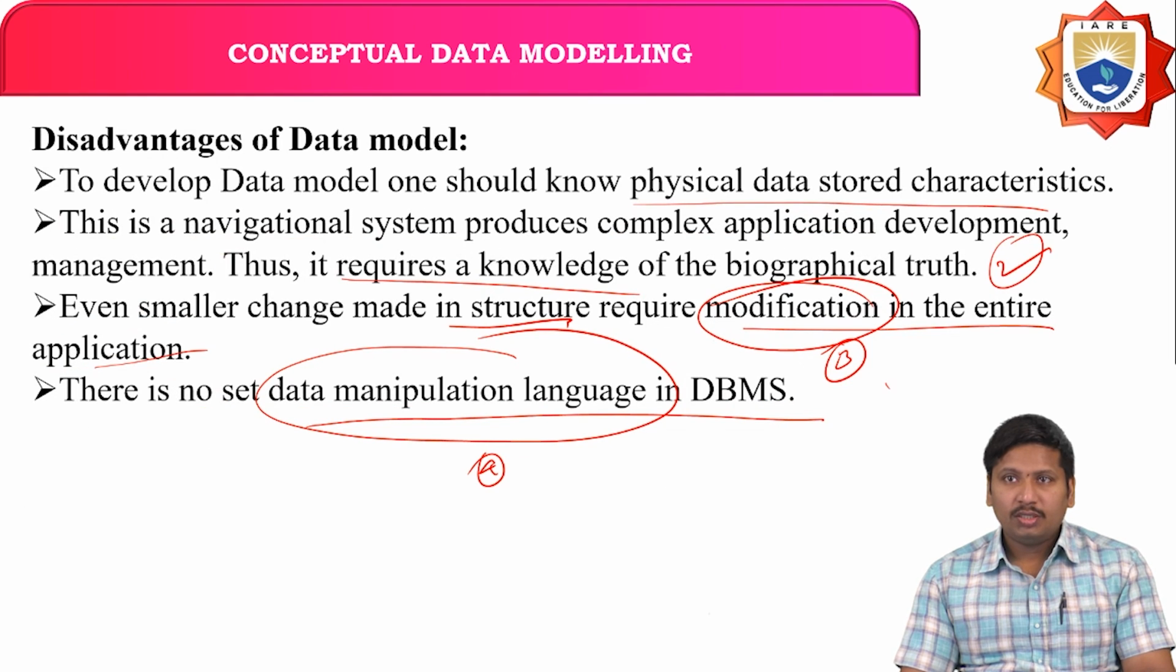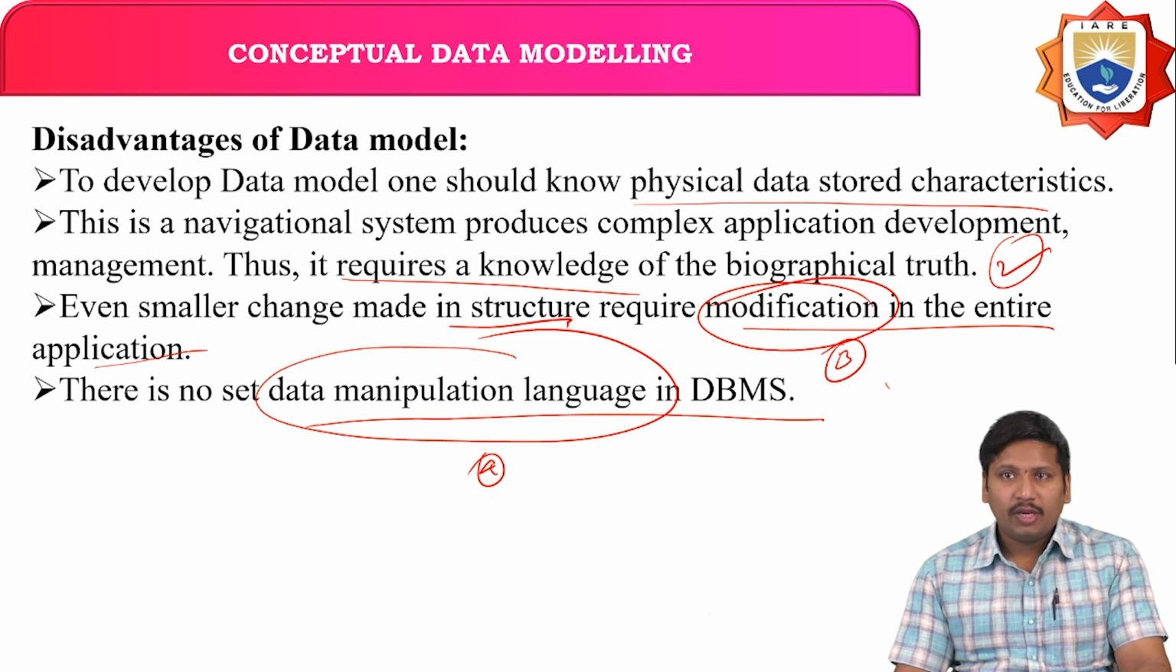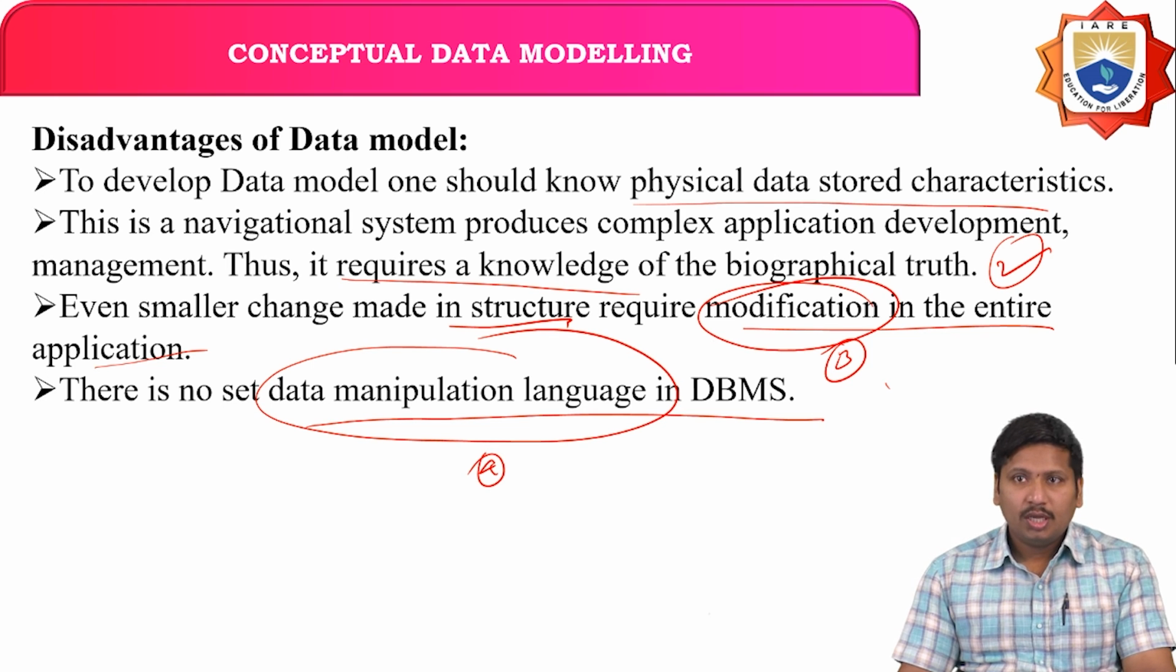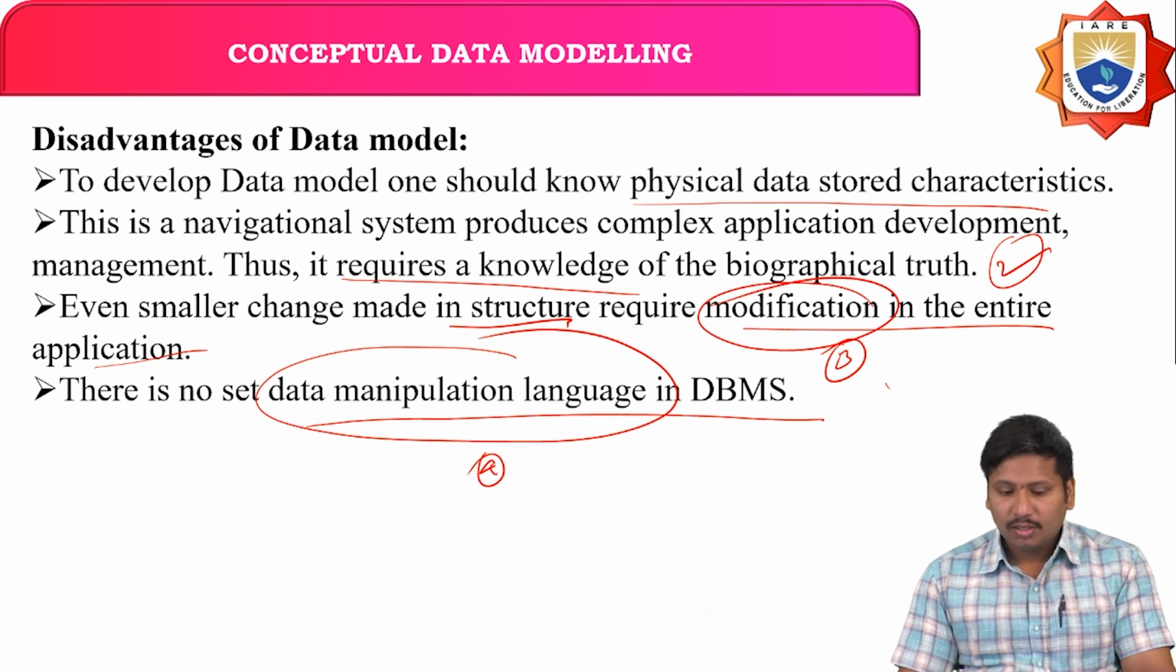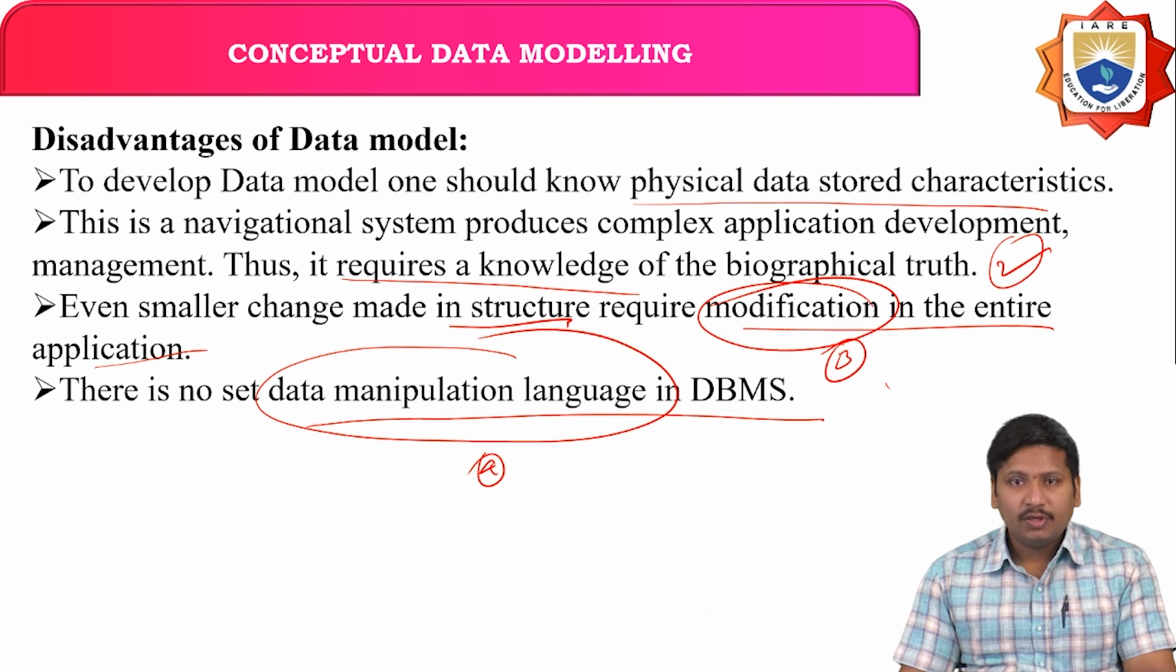And the disadvantages are that we have to know the physical data characteristics for developing this data model, and we should have some knowledge of the physical truth, so that only then you are able to implement this navigational system process. And even a small change in the structure itself requires a larger modification, and a data manipulation language is also needed. So these are the disadvantages of the data model.